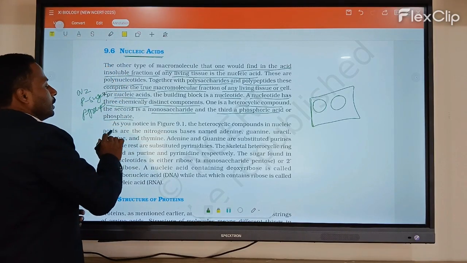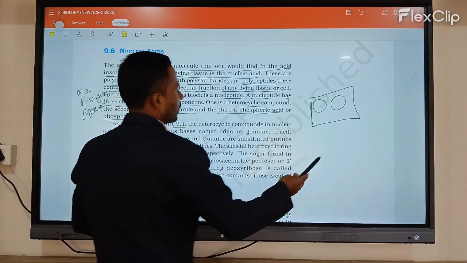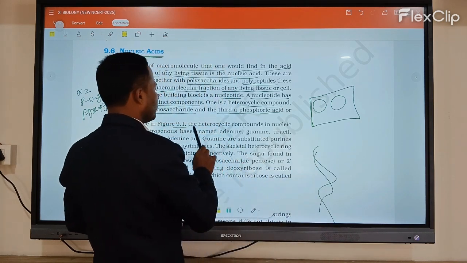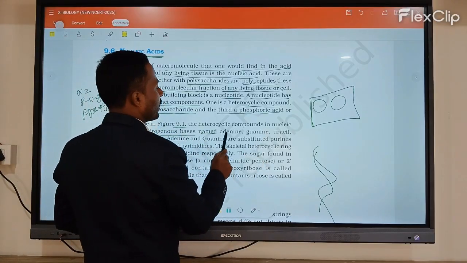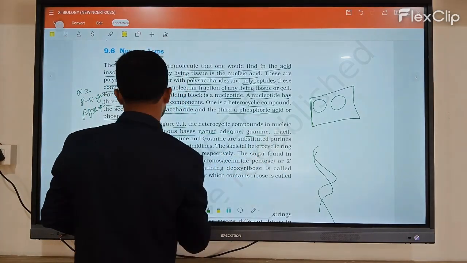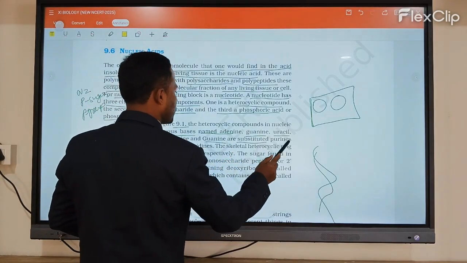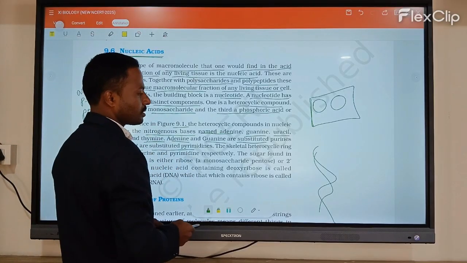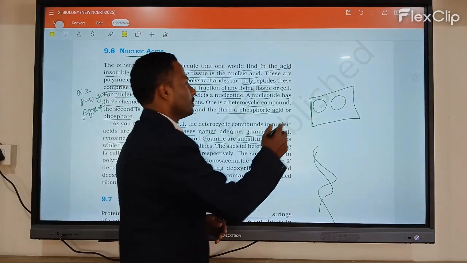Now notice figure 9.1. Here the heterocyclic compounds in nucleic acids are the nitrogenous bases named adenine, guanine, uracil, cytosine, and thymine. Adenine and guanine are the substituted purines, while the rest are the substituted pyrimidines. So some of them are purines.